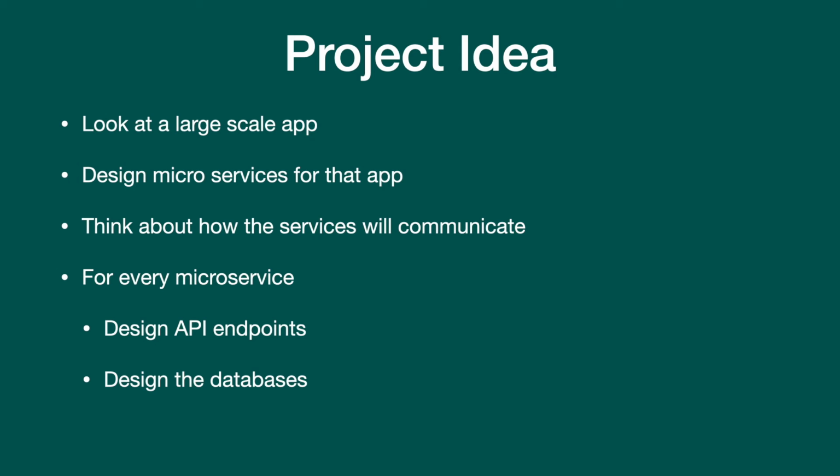Think about how the different microservices should be communicating with each other. Should they all be synchronous through HTTP calls? Or should there be more asynchronous communication using Kafka? Go ahead and literally write that down. For every microservice that you came up with, design the API endpoints that you think the service should have.